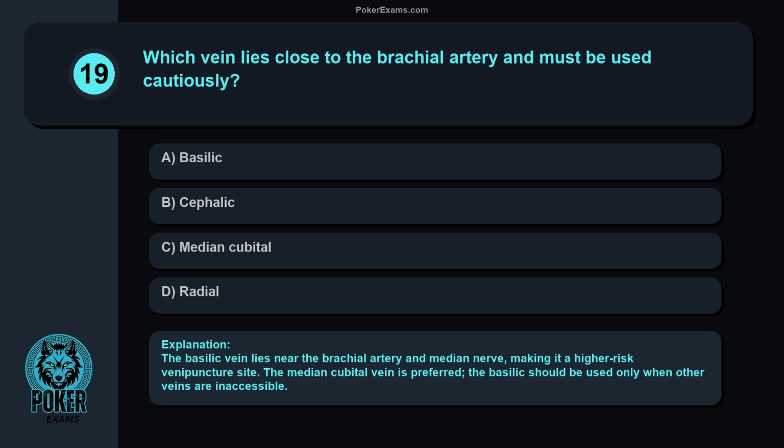The basilic vein lies near the brachial artery and median nerve, making it a higher risk venipuncture site. The median cubital vein is preferred. The basilic should be used only when other veins are inaccessible.